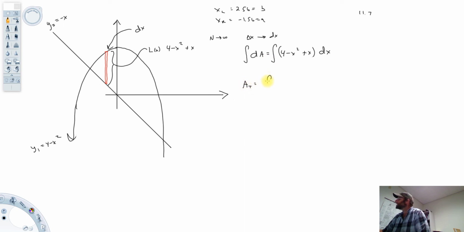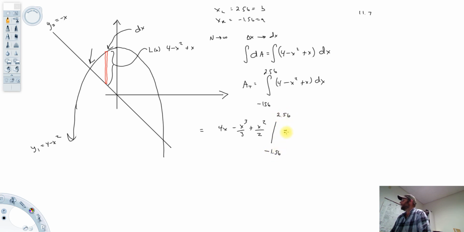And that's going to be equal to the sum, or we say the integral, of 4 minus x squared plus x dx. And this is a sum over x, starting at our lower x value, that's the minus 1.56, and ending at the upper one, 2.56. Now applying the fundamental theorem of calculus, we anti-differentiate these terms. So that's going to be 4x minus x to the third over 3 plus x squared over 2, evaluated at the following limits.